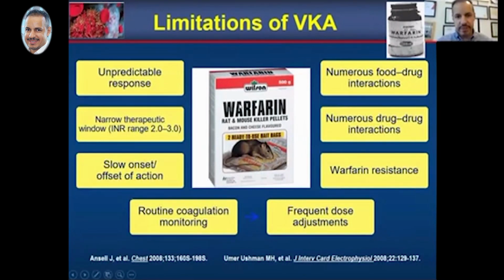The limitations of vitamin K antagonists, you are fully aware of: unpredictable response, narrow therapeutic window, slow onset, slow offset. That's why you need to overlap with a rapidly acting anticoagulant. And very important, because of the slow offset, before surgery you need to bridge the patient with low-molecular-weight heparin. With the DOAC, you don't need to overlap the drug with a rapidly acting anticoagulant because it has rapid onset, with peak after 2 hours. So this is advantageous. You don't need routine monitoring like for warfarin. With warfarin, you need monitoring with INR, frequent dose adjustment, and there is warfarin resistance. Sometimes you have some genetic polymorphism, and you require a high dose.